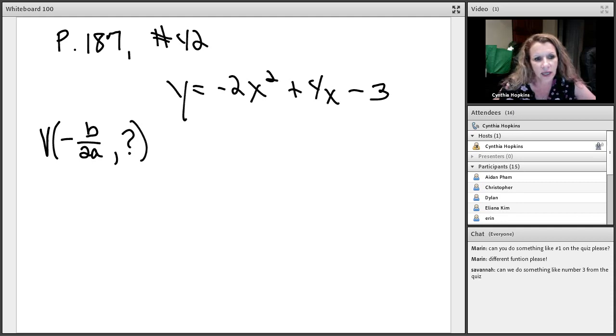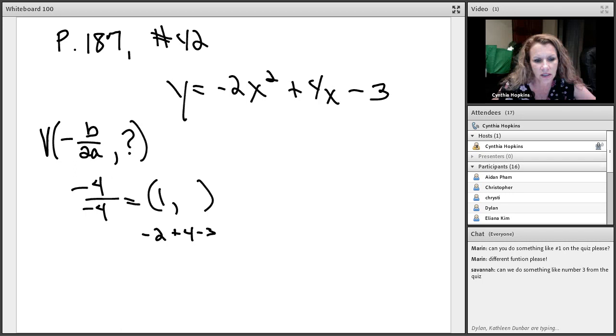All right, so in this case, I'm going to go negative 4, that's the opposite of b, and then 2 times a is also negative 4, and so I get 1. That's my x coordinate of my vertex. And if I go back and plug that in, first I square it. So I get 1 times negative 2, negative 2. When I plug in 1 for x, I get plus 4 for my second term, and then minus 3. So that is negative 5 plus 4, which is negative 1. And so that is my vertex.